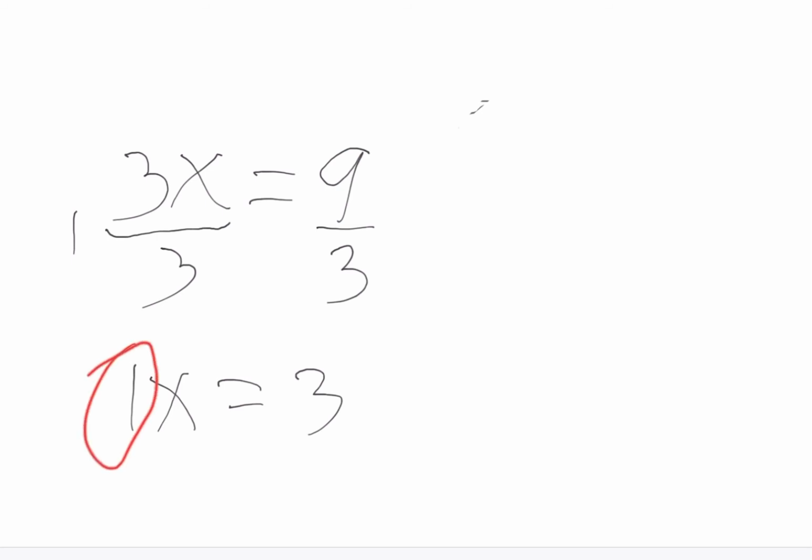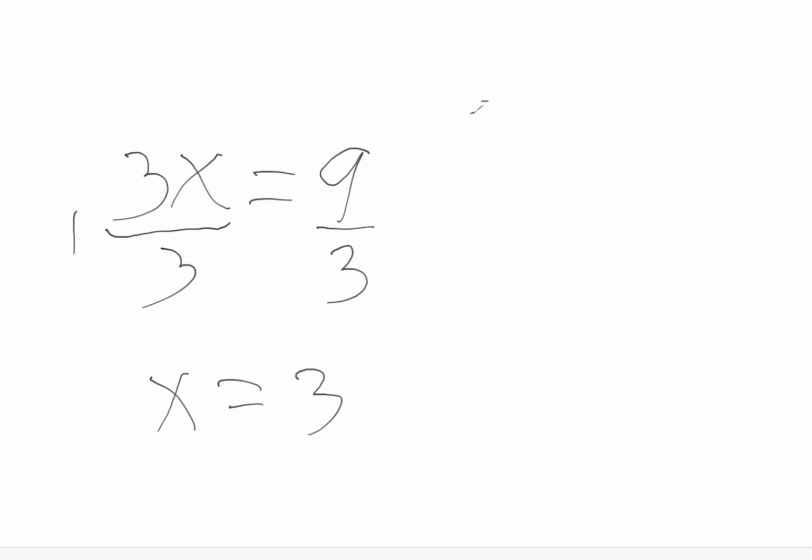Do I have to write the 1x here? I do not, because when a coefficient is 1, it's invisible, okay? So now I've got the answer of x equals 3. Notice how I did that? I isolated the variable, so now it's all by itself, and that tells me that x equals 3.